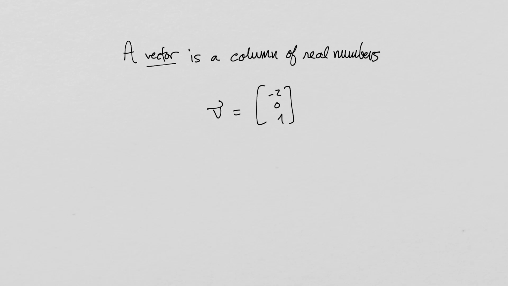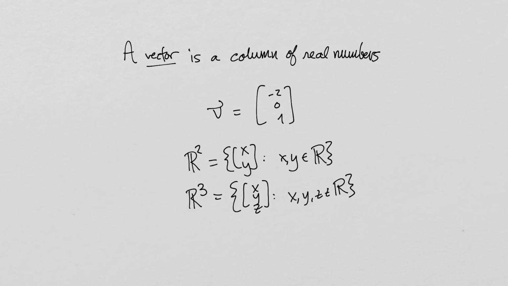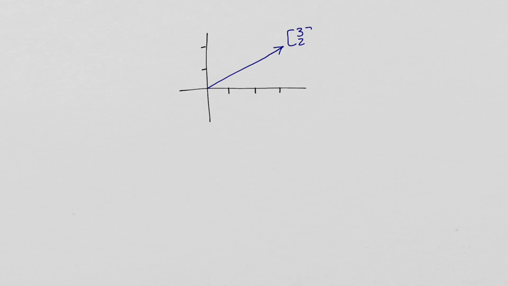A vector is a column of real numbers. The set of all vectors with n entries is called Rn. We draw a vector as an arrow from the origin, moving along the axes as specified by the coordinates. We can also draw this arrow starting from a different point and consider it to be the same vector.